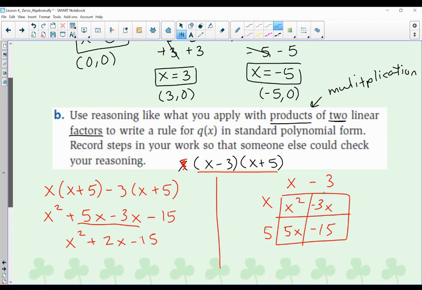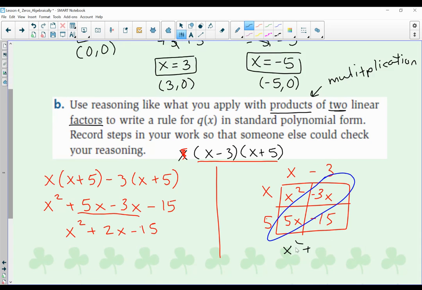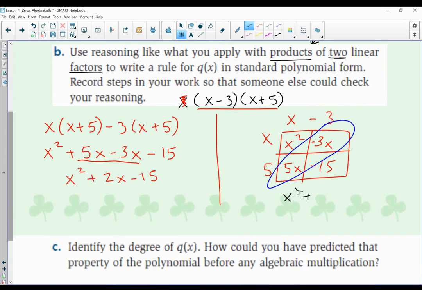And remember, in box method, we get this cool feature that the diagonal is always our like terms, unless we made a mistake. So now we have x squared plus 2x minus 15. So regardless of what method you use, we get the same thing.